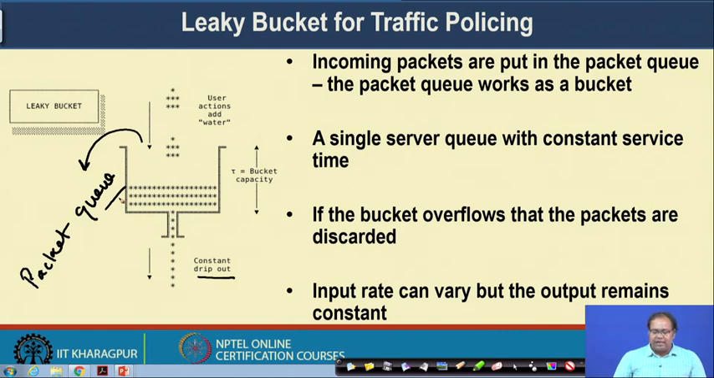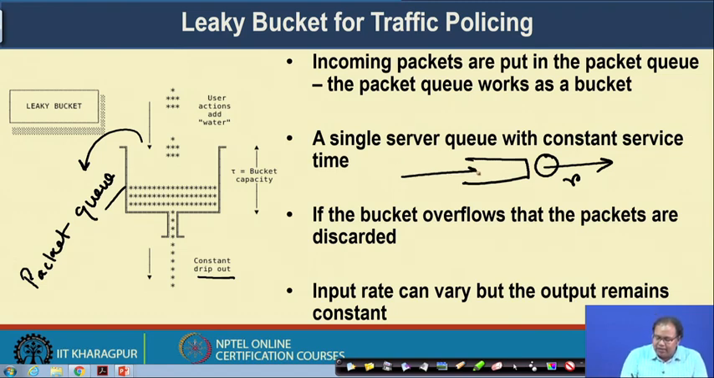This packet queue works like a bucket, and a single server queue with constant service time serves the queue. Here I am drawing it in queuing notation. You have a single server queue, and this single server queue always outputs at a constant rate R. That means whatever packets are in that queue, you will take packets out of the queue at a rate of R packets per second. I am assuming that all packets are the same size, otherwise you can go for bits per second, that is, how many bits are coming into the queue and how many bits you are taking out of the queue.